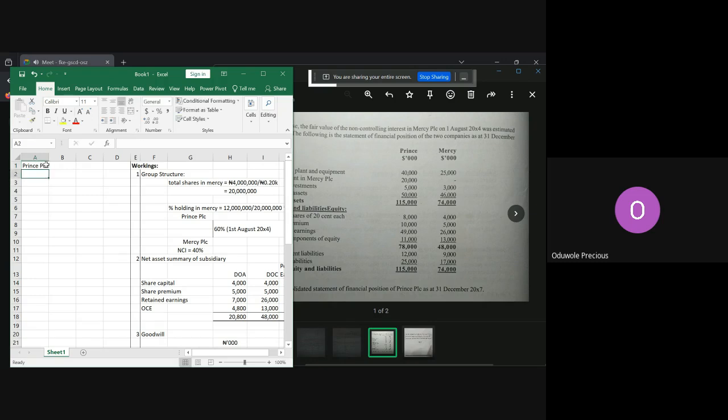So you have consolidated statement of financial position as at 31st December 20x7. So that is what we want to do.